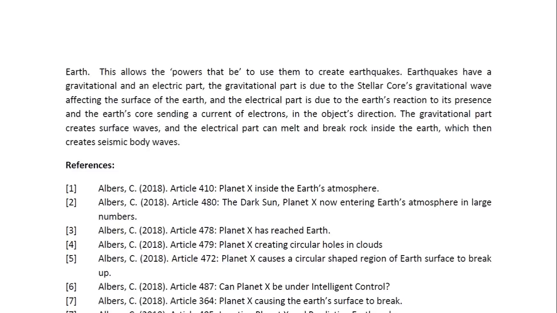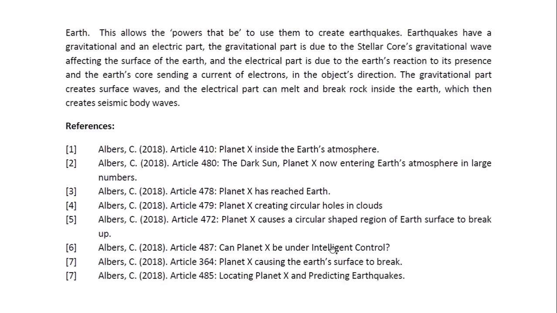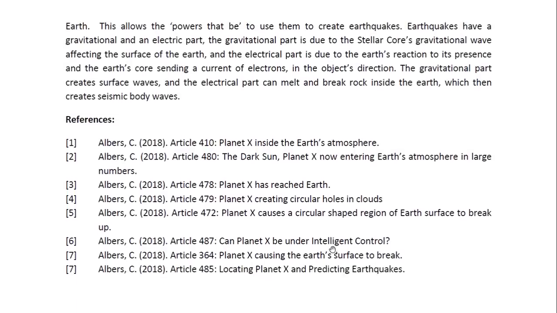Earthquakes have a gravitational and an electric part. The gravitational part is due to the stellar core's gravitational wave affecting the surface of the Earth, and the electrical part is due to the Earth's reaction to the presence of a stellar core, and the Earth's core sending a current of electrons in the object's direction. The gravitational part creates surface waves, and the electrical part can melt and break rock inside the Earth, which then creates seismic body waves. And these are the references.